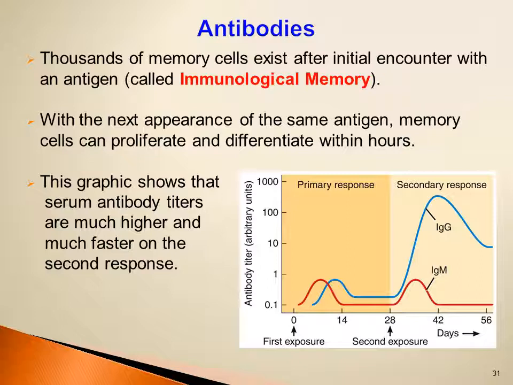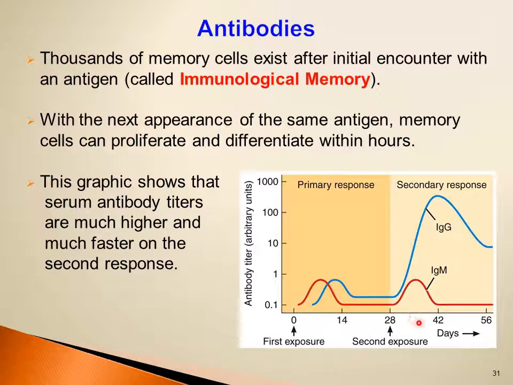As you can see here in this graph, first of all, the red line represents the level of the IgM over time, while the blue line represents the level of IgG over time. As I said in the previous slide, the first antibody that appears in the immune response is the IgM, then the IgG. The IgM will go down because it has a short lifespan. The IgG will not go back to the baseline because it has a longer lifespan.